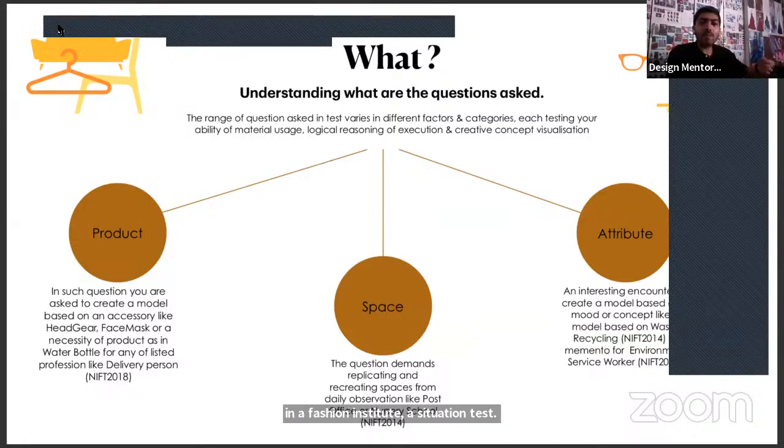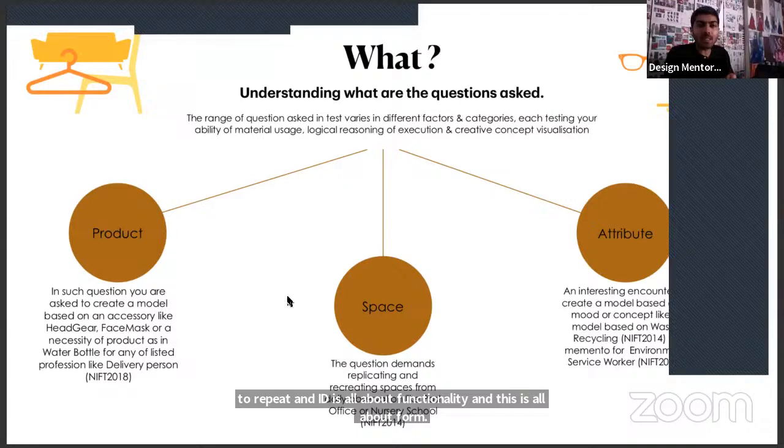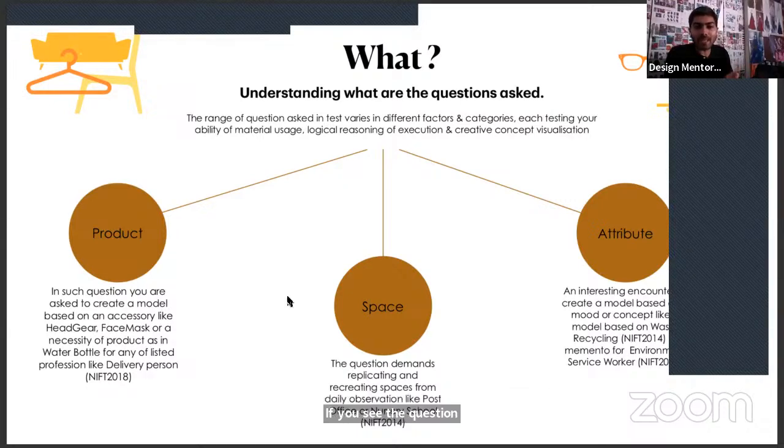Again, I would like to repeat, NID is all about functionality and NIFT is all about form. So if we see the questions that appear in terms of NIFT under the category of product, they can ask you to design and create a water bottle for listed professions like delivery person, as it was asked in NIFT 2018, or they can also ask you to create a headgear or a face mask.